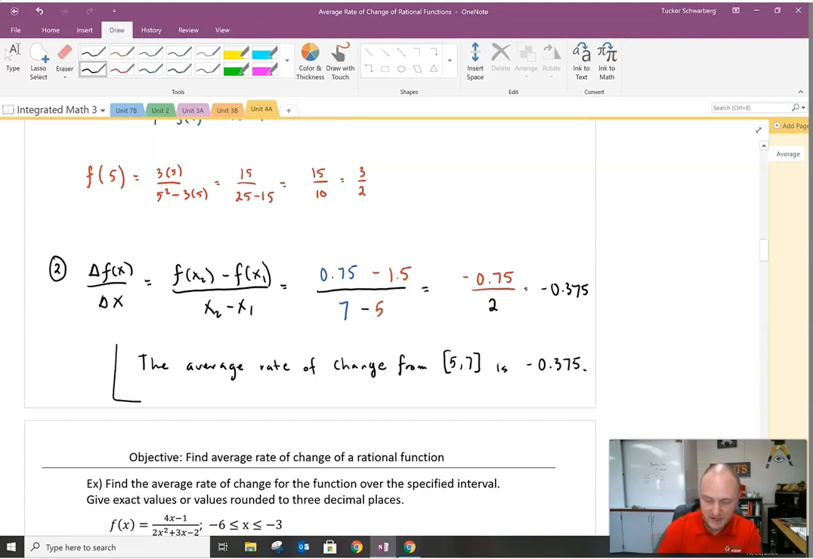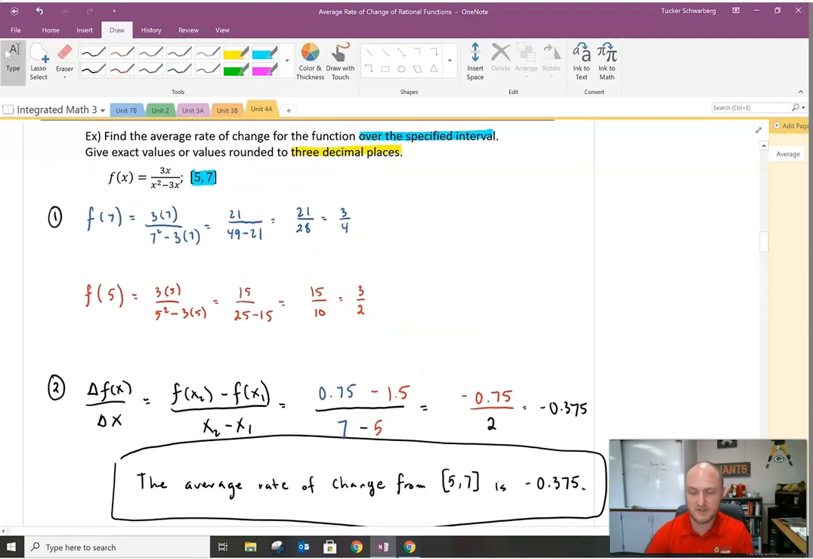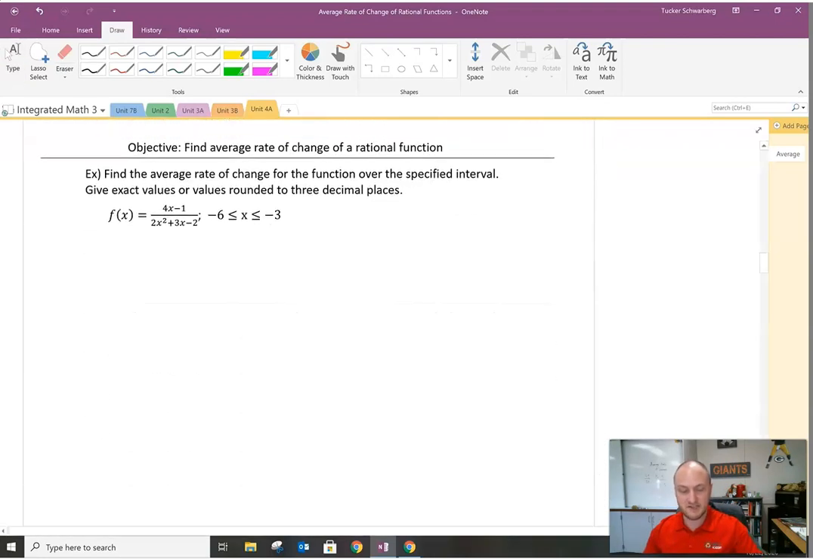So I don't have to say it's about that, it is that. And that is 3 decimal places. Very important. Let's go ahead and check out the next example.